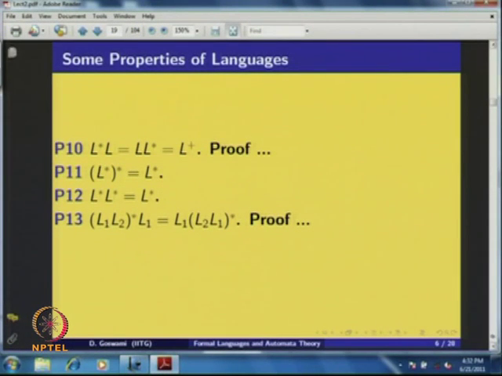Let us see some more properties. So, (L1 union L2) star equals (L1 star L2 star) whole star. The proof for this can be taken as an exercise. So far we have provided many properties, up to 14 properties of languages. Similarly, one can produce many other properties using the various operations.